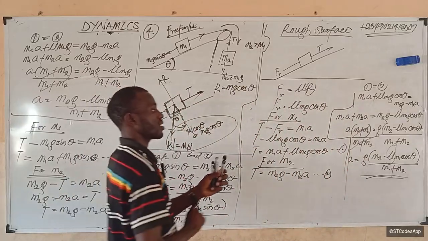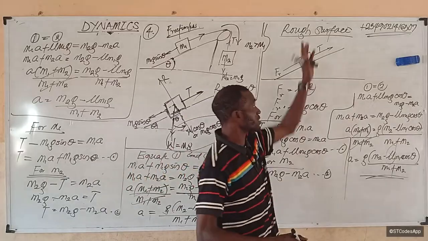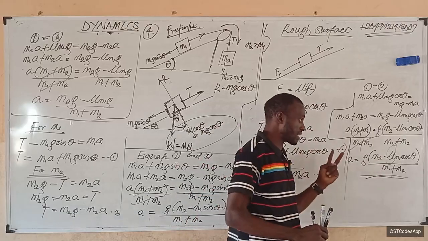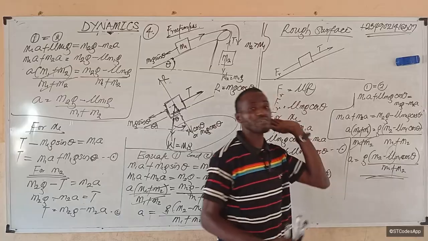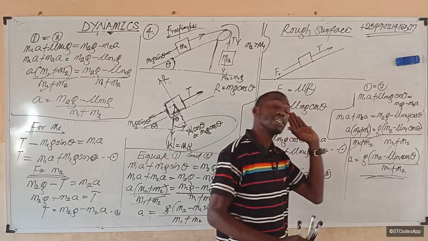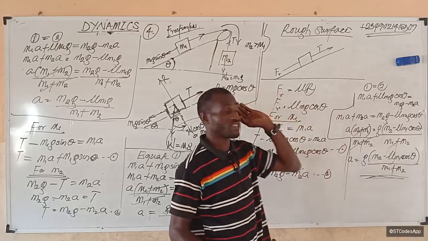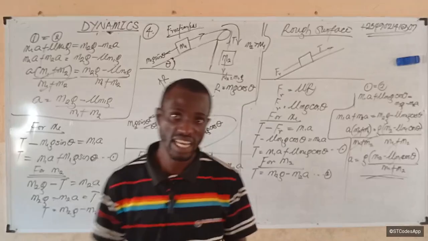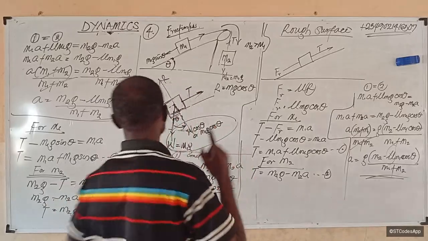Okay, so it means that if you want to calculate acceleration for a system where there is friction, all you need is the two masses that are connected, the value of the acceleration due to gravity, the value of the coefficient of friction, and the angle of inclination of the plane. That's all. Now let's do one more system.